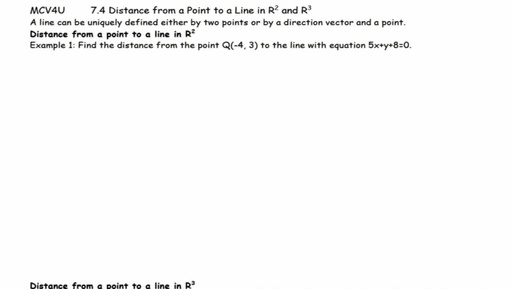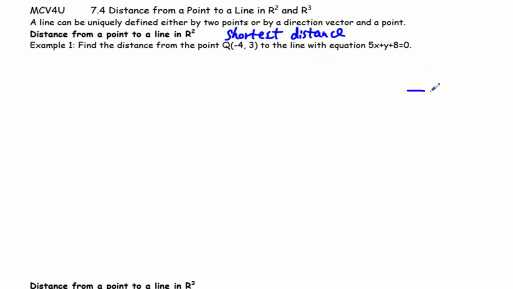Hello, we have learned the equation of a line in 2 dimensions and 3 dimensions, and also we have learned how to find the point of intersections of two lines in 2 dimensions and 3 dimensions. In this lesson, we are going to find the distance from a point to a line in 2 dimensions and in 3 dimensions. So the distance means the shortest. So we are looking for the shortest distance from a point to a line. And we are going to see how we can find it.